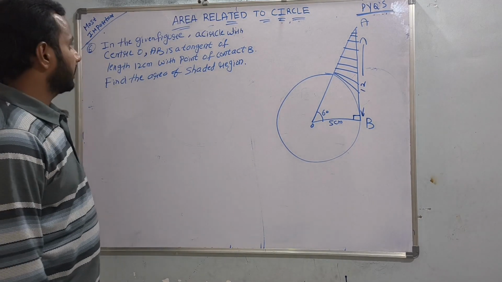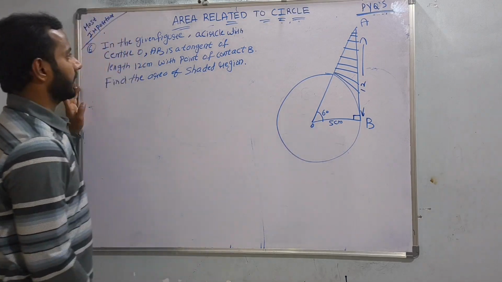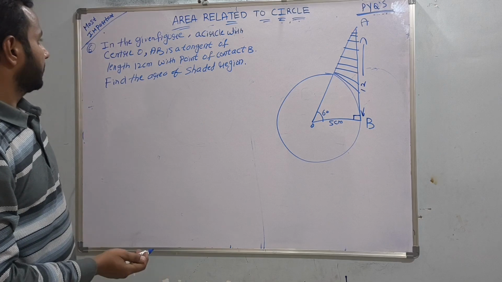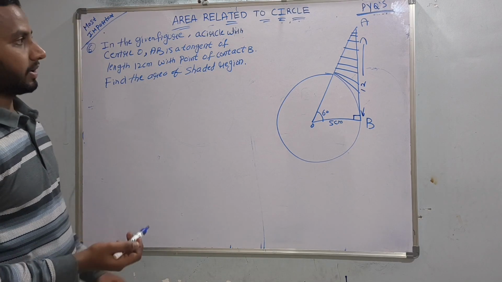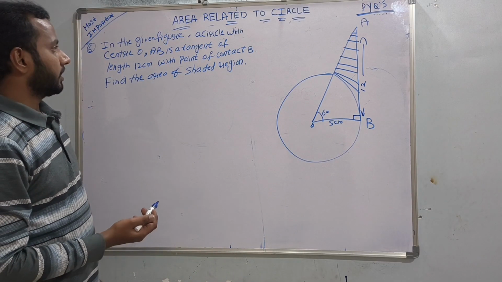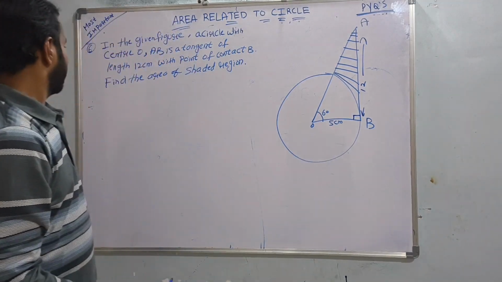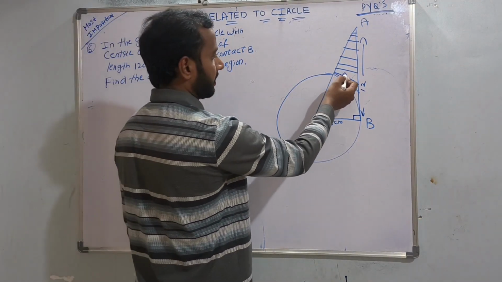Next question. In the given figure, the circle has center O. AB is a tangent of the circle. Tangent length they have given is 12 centimeter, with the point of contact at B. Find the area of the shaded region. We need to find the area of the shaded region. This part we need to find.